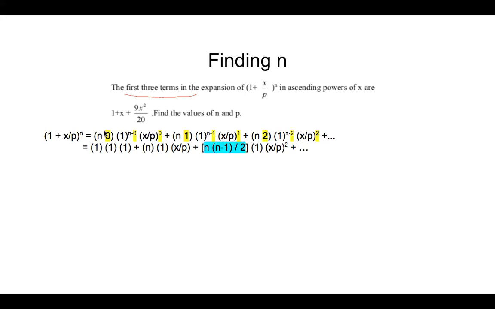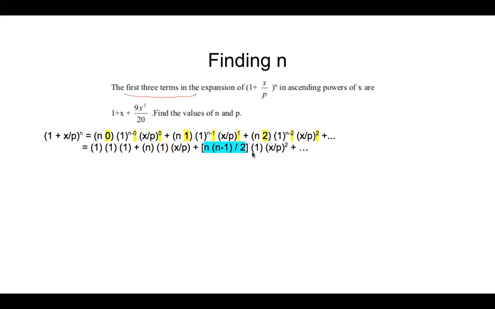So here, good news, we are comparing again. n choose 0 gives me 1, because any number choose 0 is 1. 1 to any power is still 1. And good news again, x over p power 0, anything power 0 is still 1. So the first term is definitely going to be 1. Okay, n choose 1 is just going to be n. 1 again, anything power 1 is still 1, and then x over p is still there.